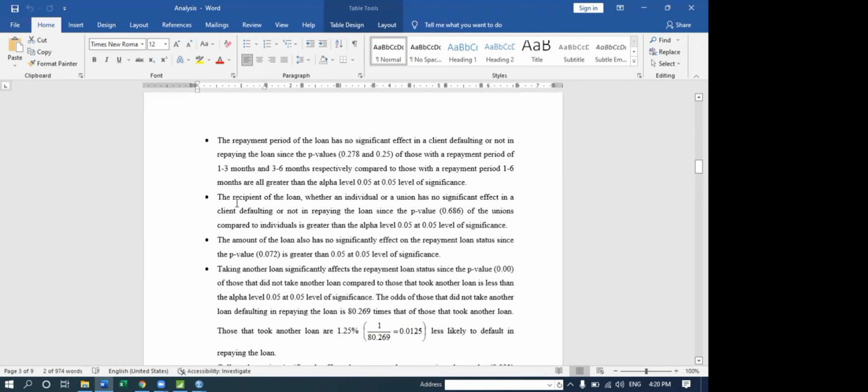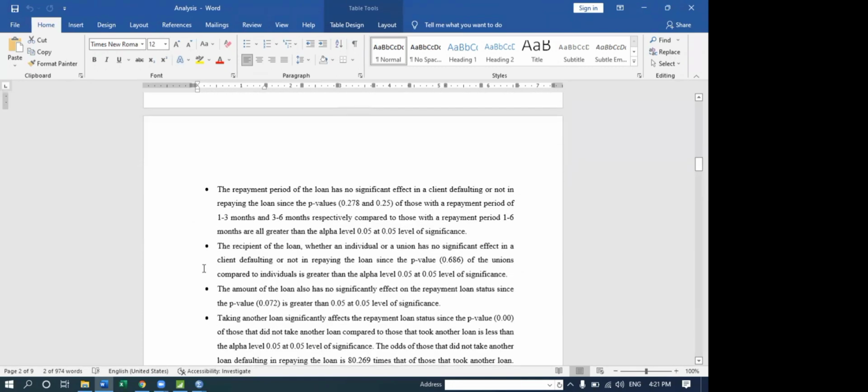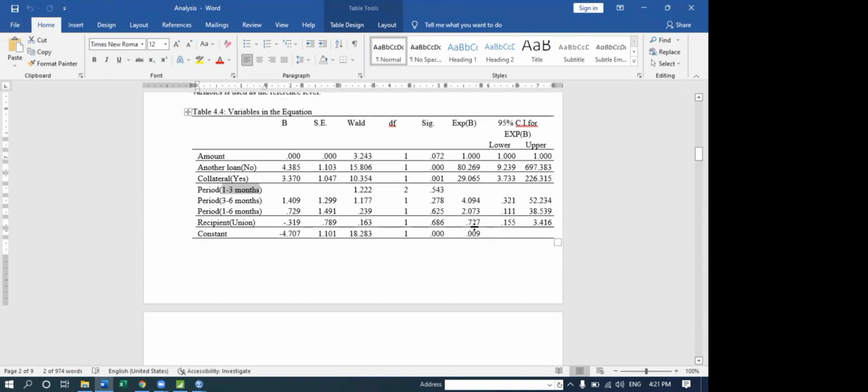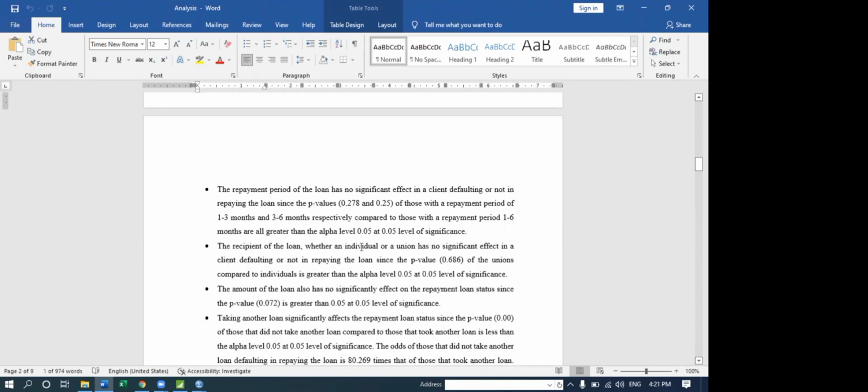The main interpretation is when it is significant. That's when you do the main interpretation. The next variable I interpreted is the recipient. Recipient is also not significant. So you will tell them whether the recipient is a union or an individual, it will not affect. The recipient of the loan, whether an individual or a union, has no significant effect in a client defaulting or not in repaying the loan. And the reason is the p-value. When you compare both union and individuals, the p-value is greater than the level of significance. You don't interpret it. You only tell them it's not significant and you stop there.